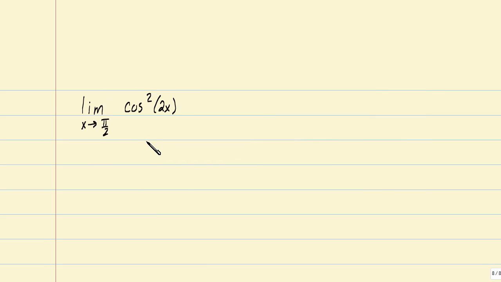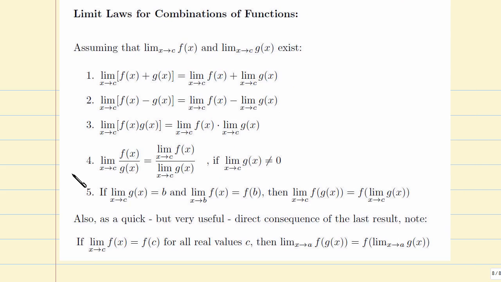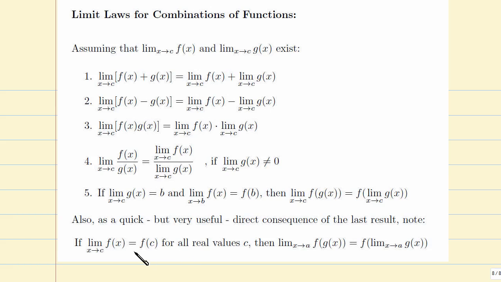In looking at this limit, the limit as x approaches pi over 2 of cosine squared of 2x, we see that we're dealing with the limit of a composition. 2x is the innermost function in this composition, and then cosine is being applied to that, and then the outermost function is the squaring function. Now we have a couple of limit laws that deal with compositions of functions. Perhaps this bottom one is the most relevant.